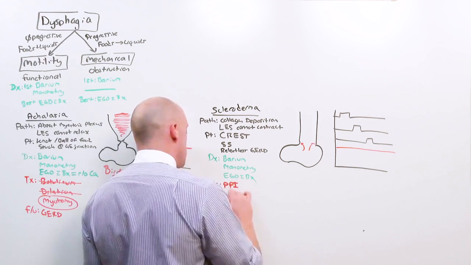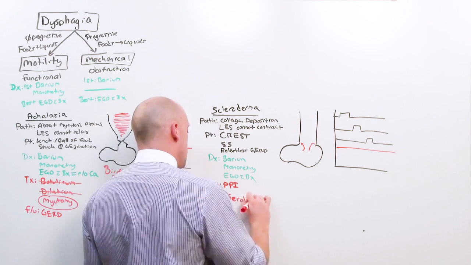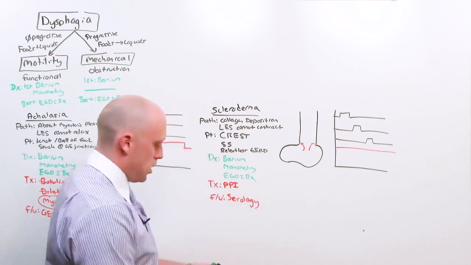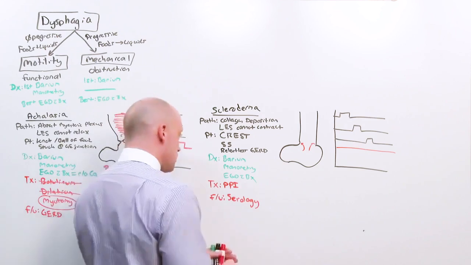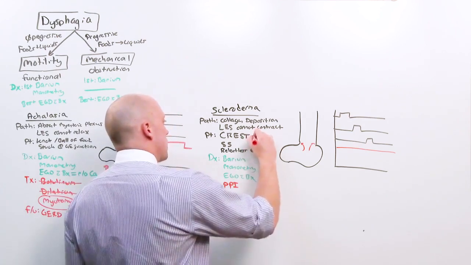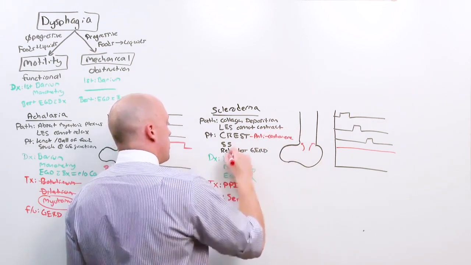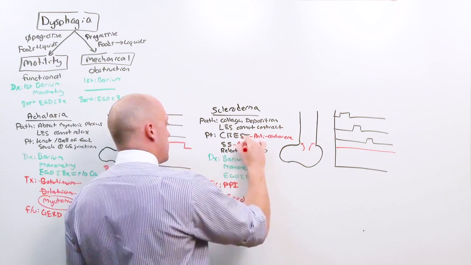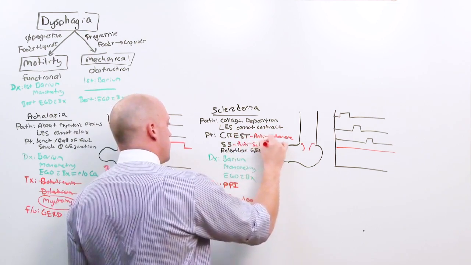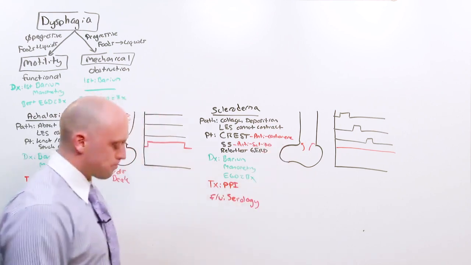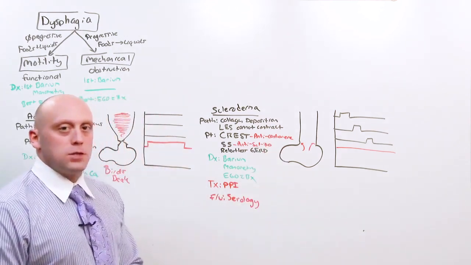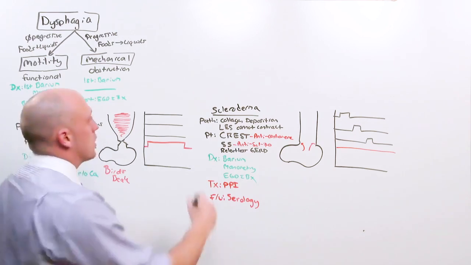And as we'll learn in the rheumatology sections, you should link up each diagnosis with serology. The CREST syndrome is usually associated with anti-centromere, and systemic sclerosis is anti-SCL70 or anti-topoisomerase. The last of the motility disorders is going to be diffuse esophageal spasm.